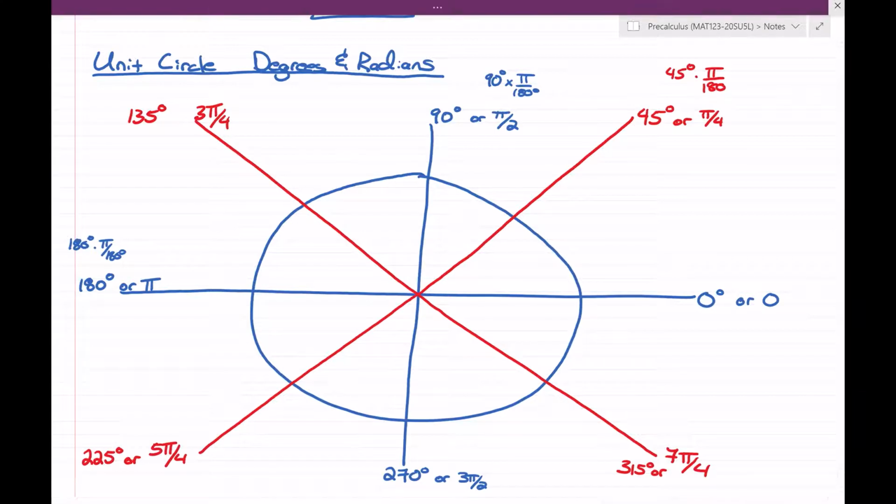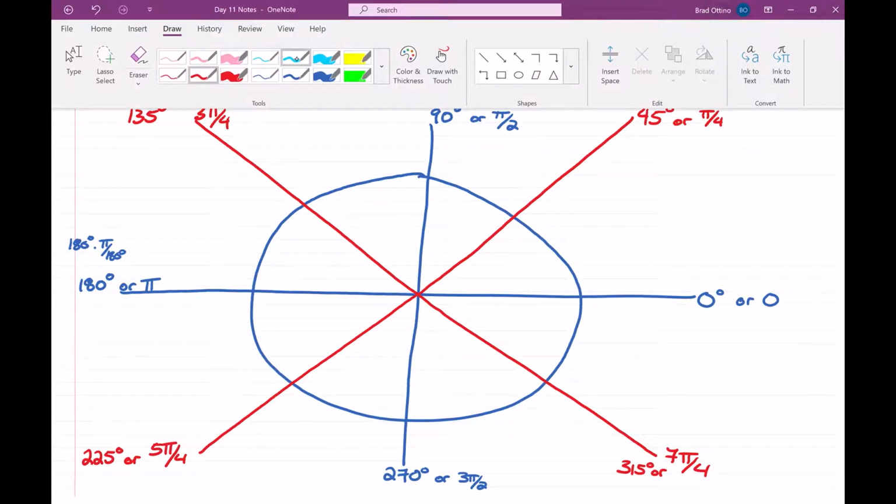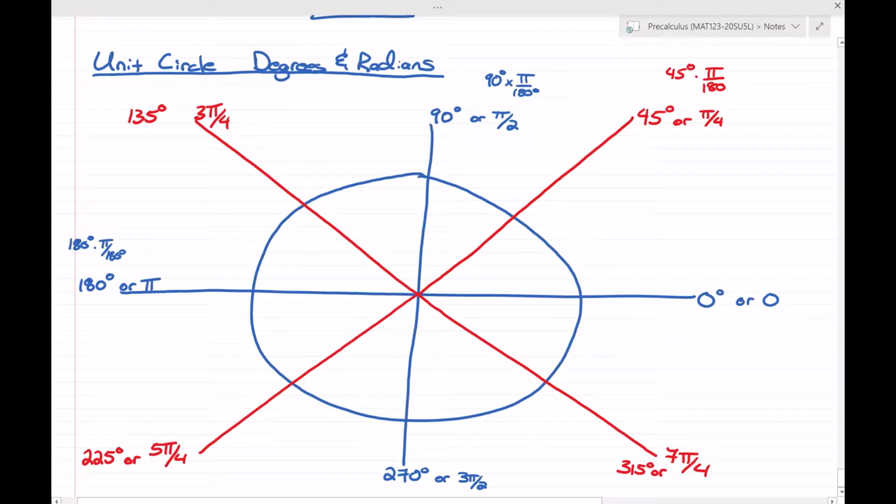Let's go up by 30s. 30s and 60s are going to be similar. So I'm going to draw a line right through here. And I'm going to draw a line through here.